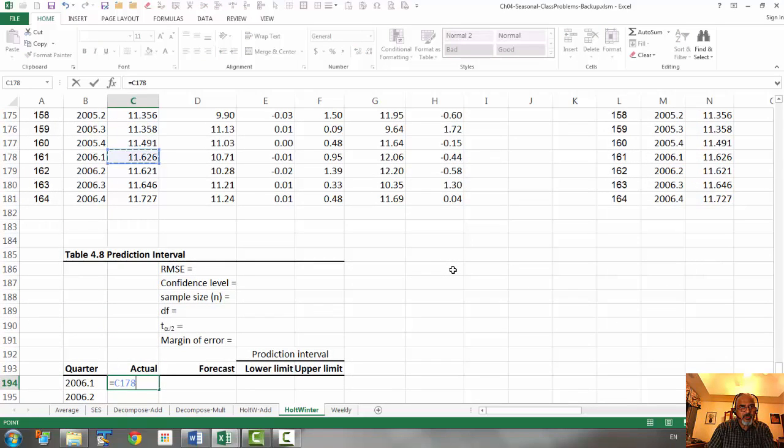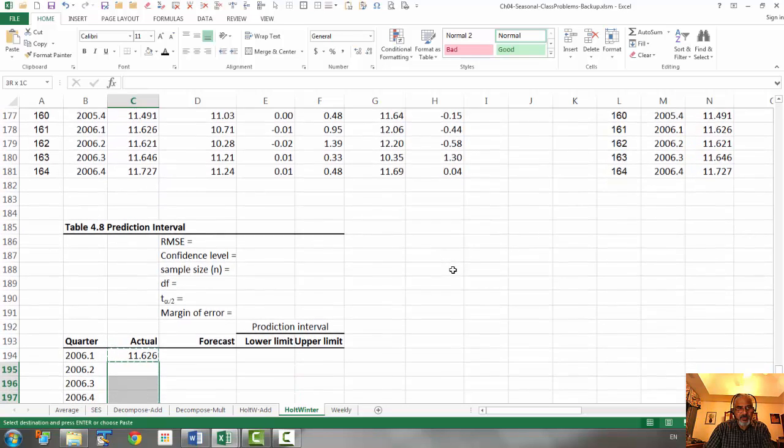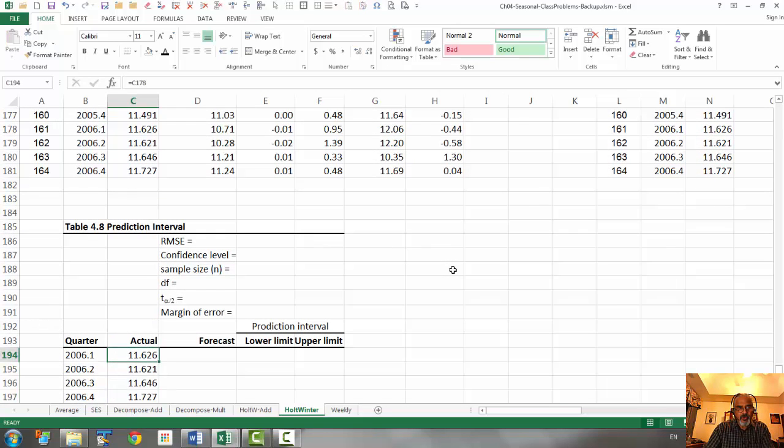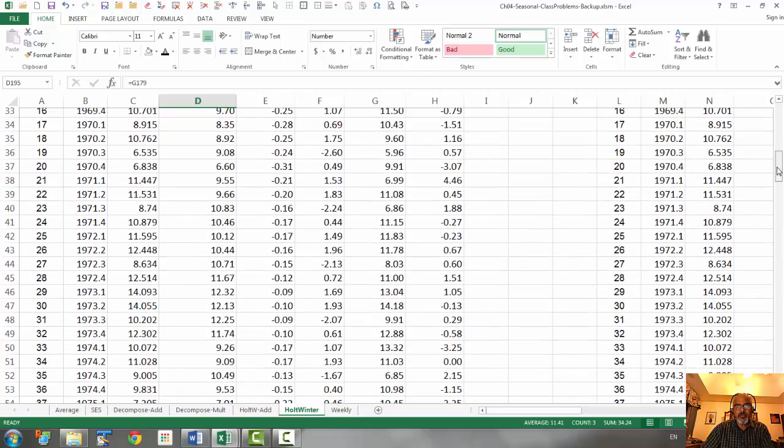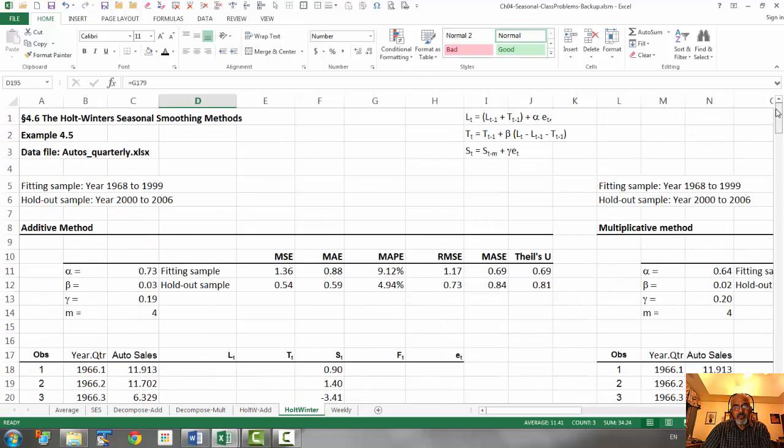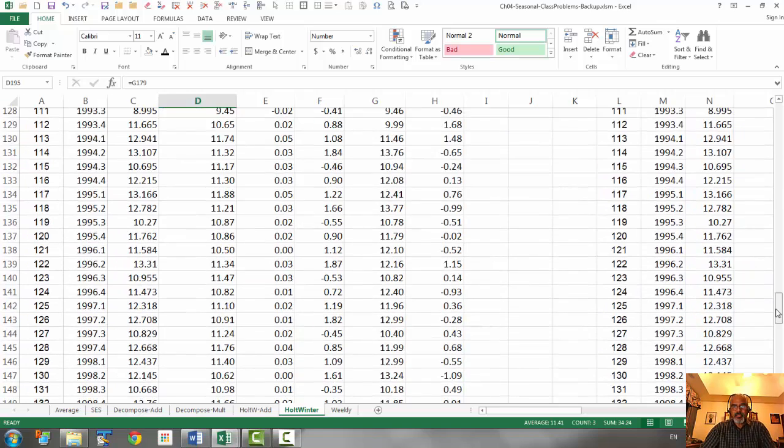So these are the actual values for year 2006, and we're going to compare that with the forecast, upper limit and the lower limit. The forecast that we get are from column G. So these are our forecasts, right? So column G is the forecast. Double check that, make sure that we're not making a mistake. Column G is the forecast.